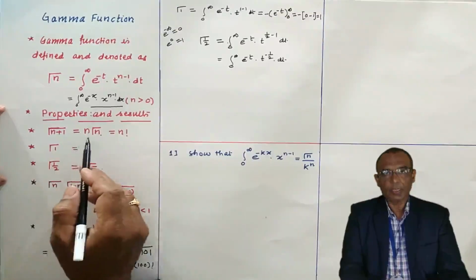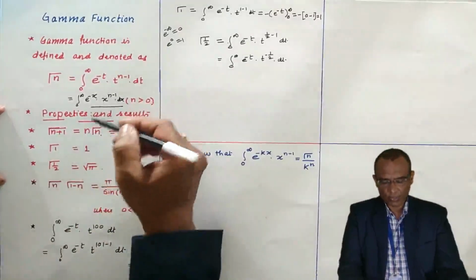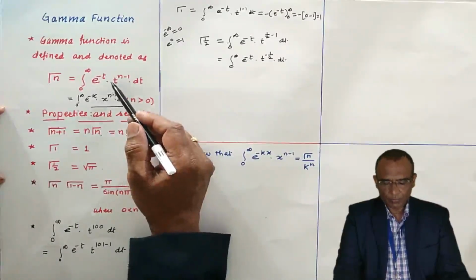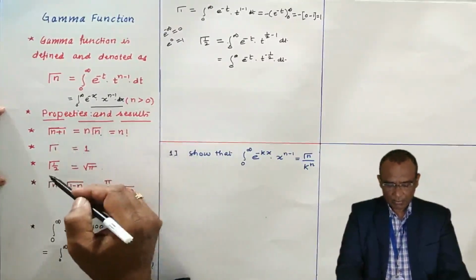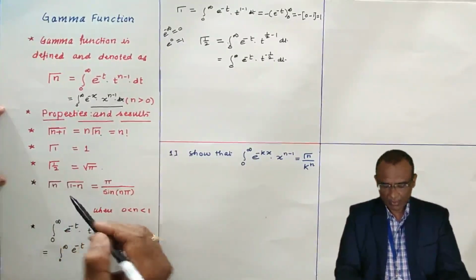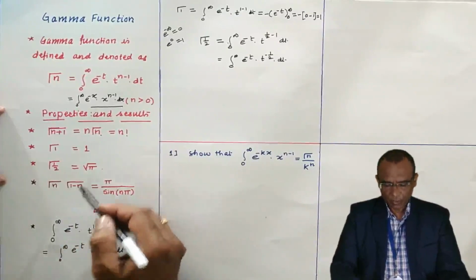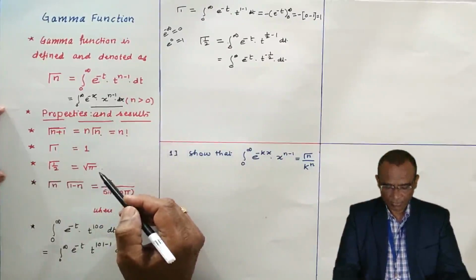Gamma n plus 1 can be written as n gamma n, and this can be written as factorial n. This property can be proved using the definition of the gamma function. Gamma 1 is equal to 1, gamma 1 by 2 is root pi, and gamma n into gamma 1 minus n is pi by sin n pi. These results and properties will be used when we solve problems on the gamma function.